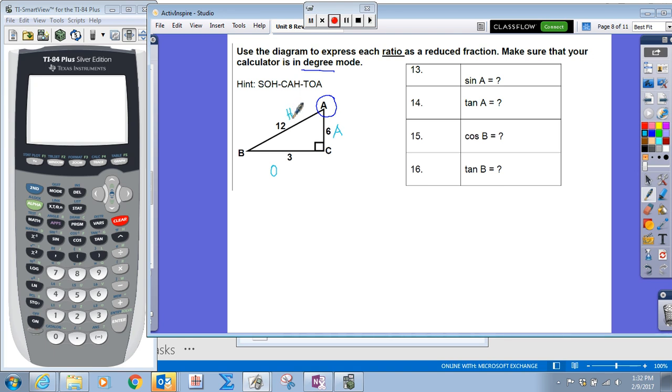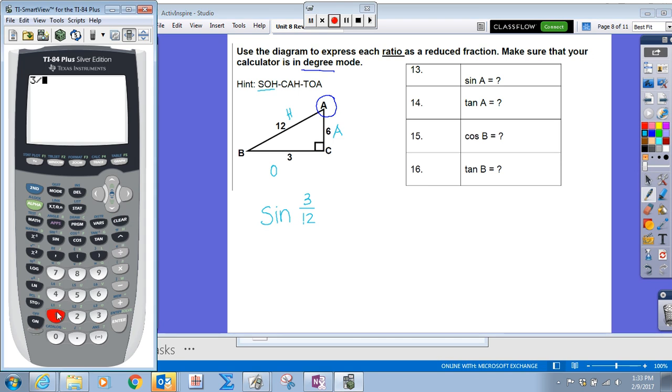To get our sine, we need to use the sine ratio, which is going to be opposite, which is our 3, over hypotenuse, which is 12, and you want to reduce that. If you don't know how to reduce it in your head, just hit 3 divided by 12, and then math enter. So it reduces to 1/4.